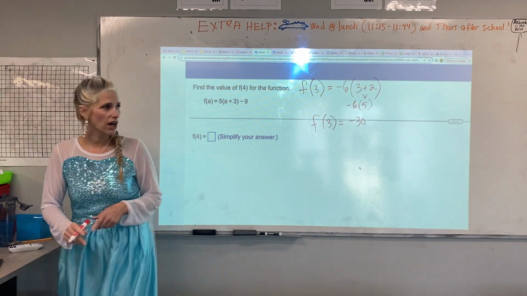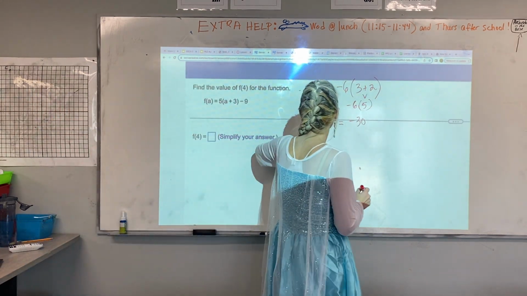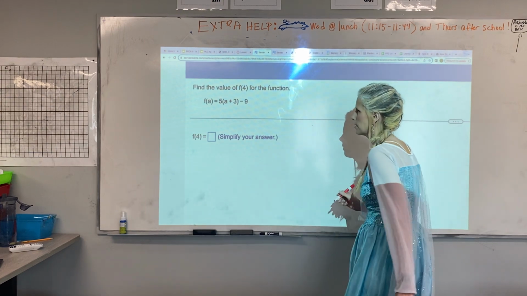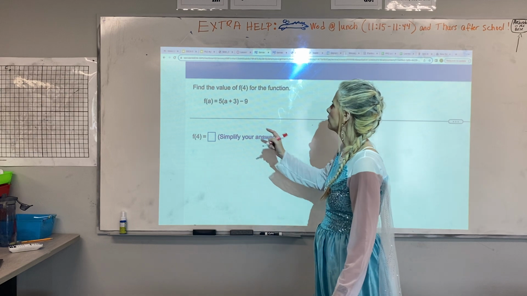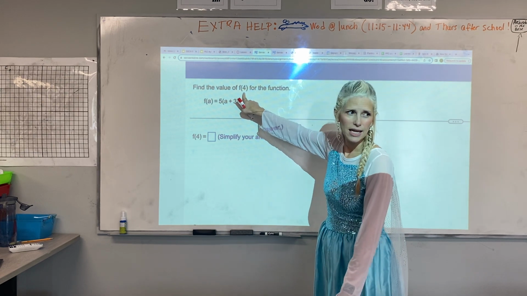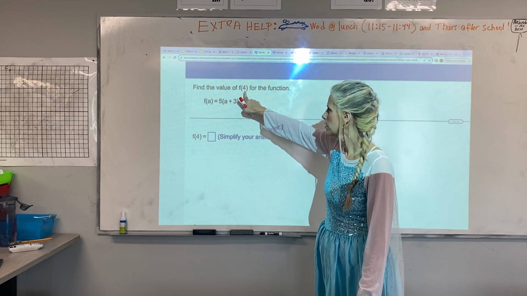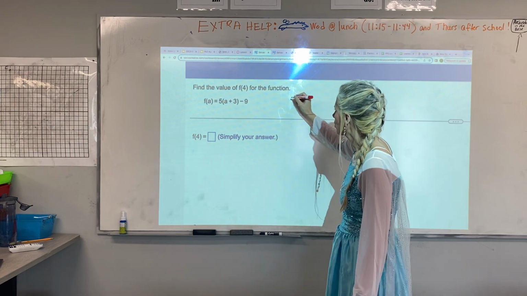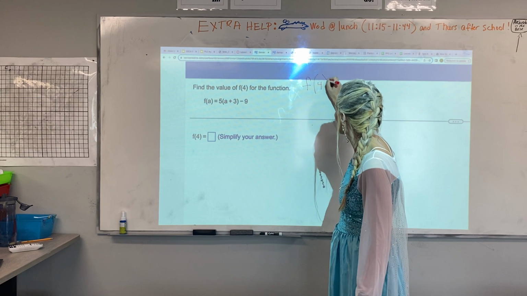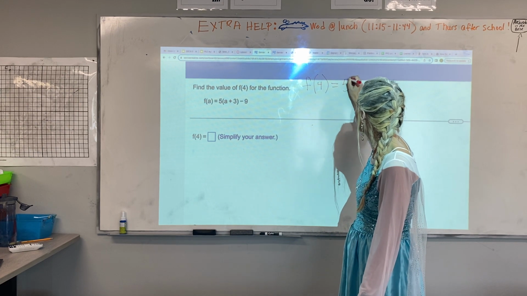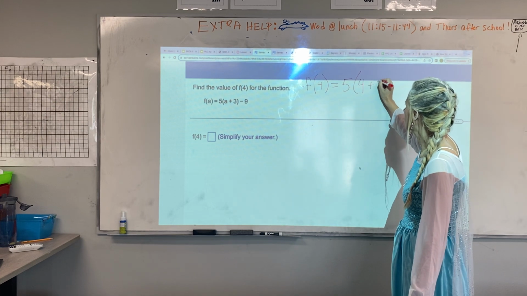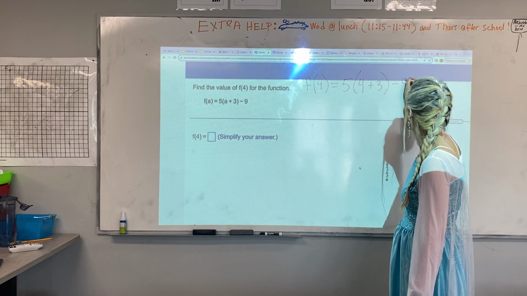All right, another one that's exactly the same thing, but it's just a different machine. We're going to find the value of the function of 4. All that means is plug your 4 in for your a. So we're going to do the function of a, which we're replacing with 4, equals 5 times a, which we're going to replace with 4, plus 3 minus 9.